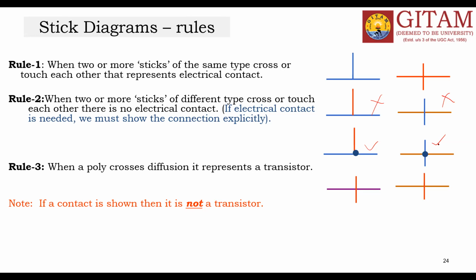The third rule is for making a transistor. Definitely we need two different layers: one is the polysilicon, and the other is the diffusion. But here, no contact cut is needed to make the electrical contact. A transistor is represented by the crossing of polysilicon with diffusion, either N or P diffusion. If you try to put a contact cut wherever they touch each other, it is not a transistor. So this is wrong. This is the only right one.